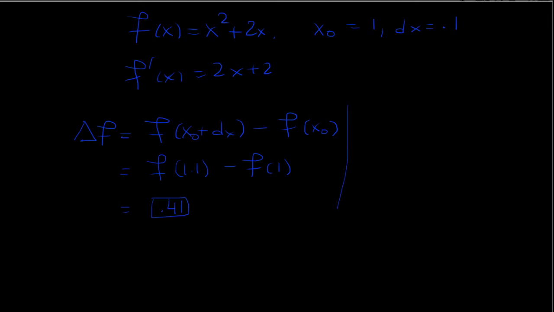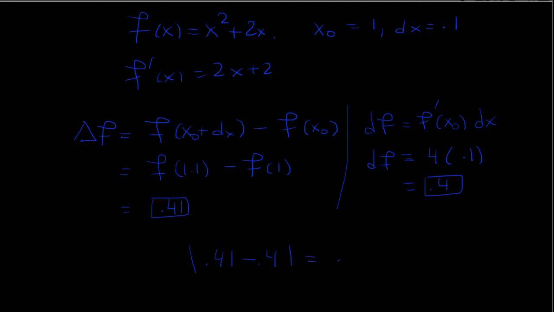Next, I want to look at the value of the estimate. So I'm going to be looking at df is equal to f prime of x naught times dx. So x naught here is 1. So if I plug in 1 in the derivative, I get 4. And dx is 0.1. So that would just be 0.4. Finally, the approximation error will be the difference between delta f and df, which will be 0.01.